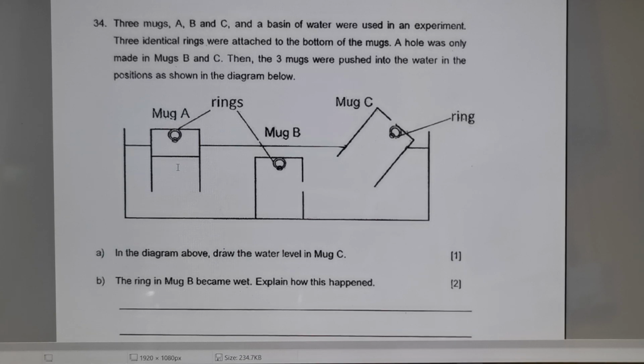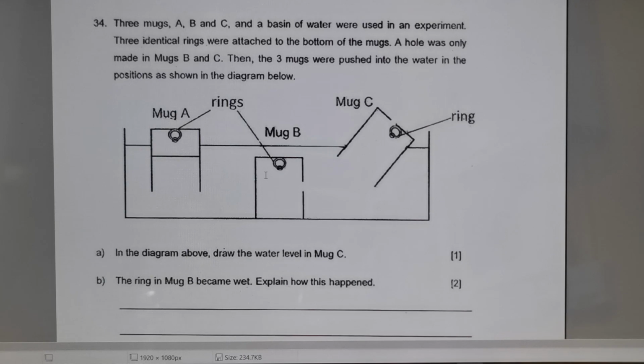I want you to go back and rewind this phrase. In future, if an exam question asks you how come water could not enter mark A completely, this is what you should say. One more time. Air in mark A could not escape. Water could only enter mark A to a certain extent. So, the ring in mark A did not get wet. So this is a common exam question they can ask you in that manner.